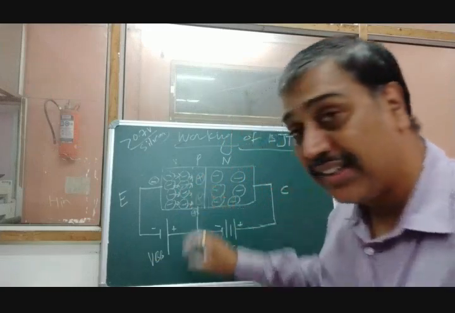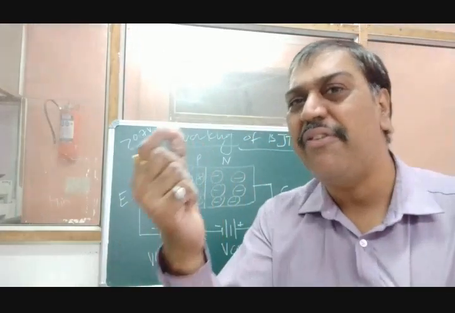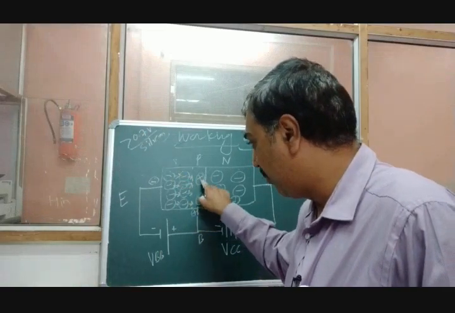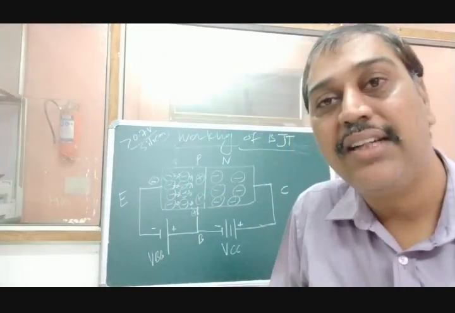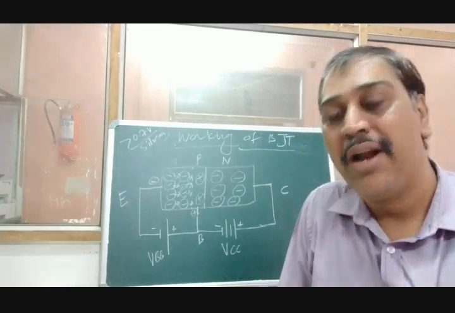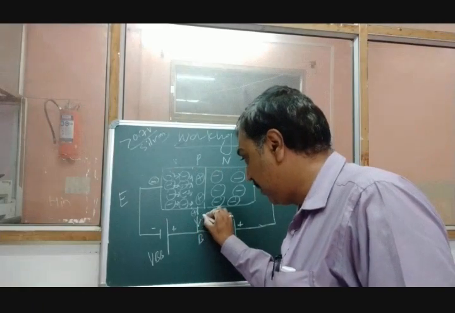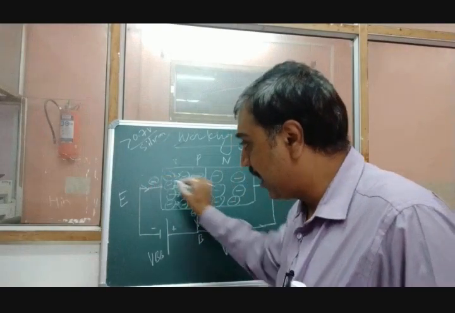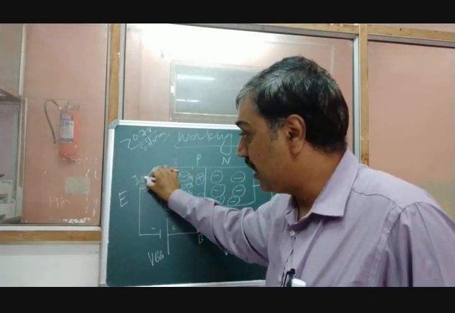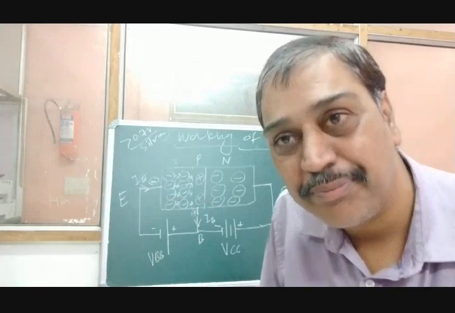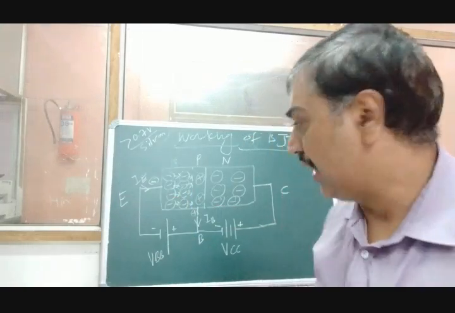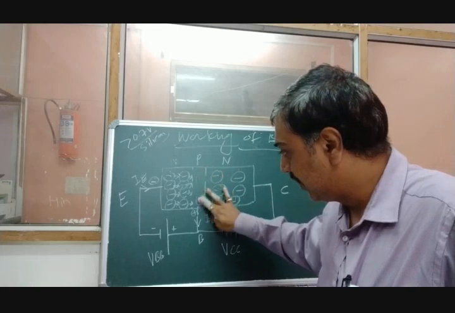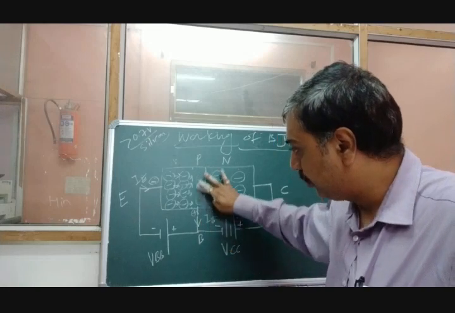As they enter the base, out of them only a very few electrons recombine with the holes, and due to that some current flows, and that current is said to be the base current. The remaining electrons move from emitter to base, which creates the emitter current. Do you get this? Now all the electrons come into the base. Some of them recombine with these few holes and produce a current. Now these holes get finished.